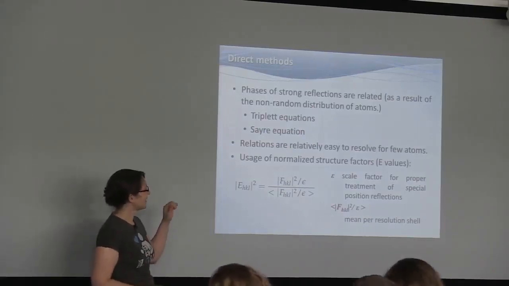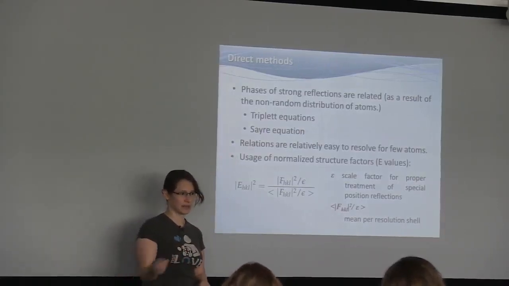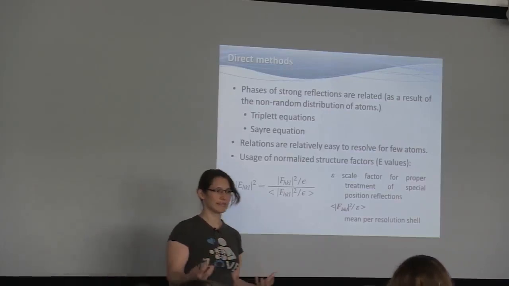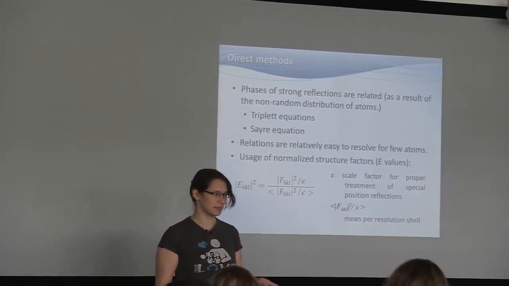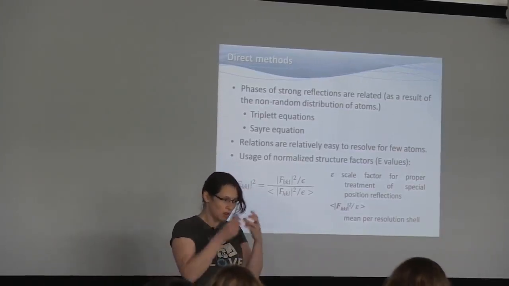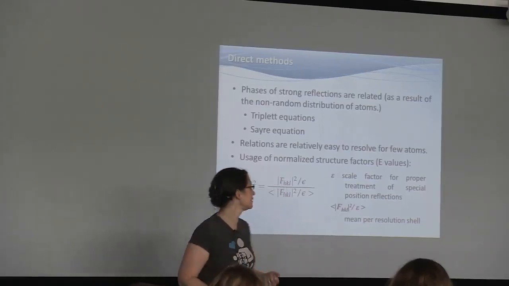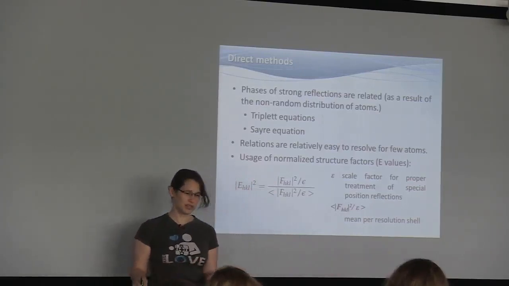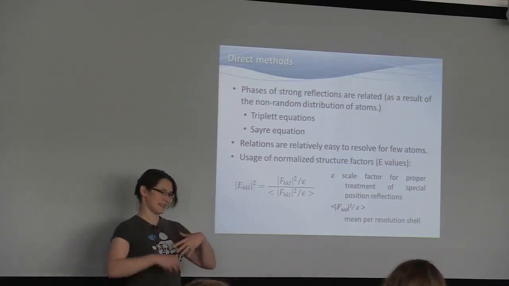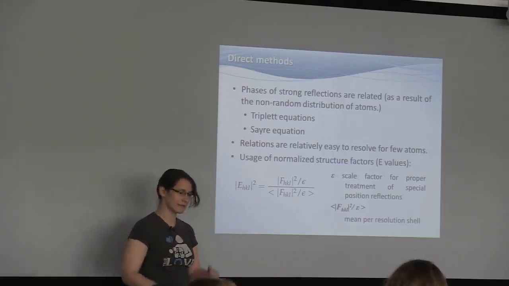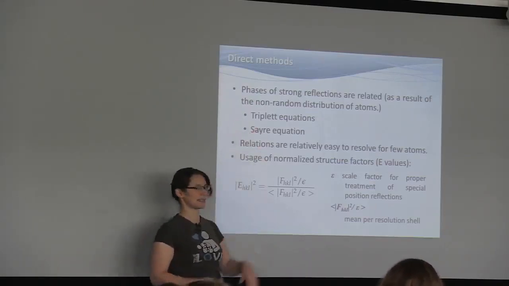Now, phases of strong reflections are related. The phases are not random. There are certain things in electron density that make the phases obey certain rules. For example, electron density is always zero or positive. Right? You cannot have negative electron density. You also usually cannot have two atoms on top of each other if they're full occupancy. So these general rules of electron density give rise to certain rules about the phases, which are harnessed in the form of the triplet and Sayre equations.